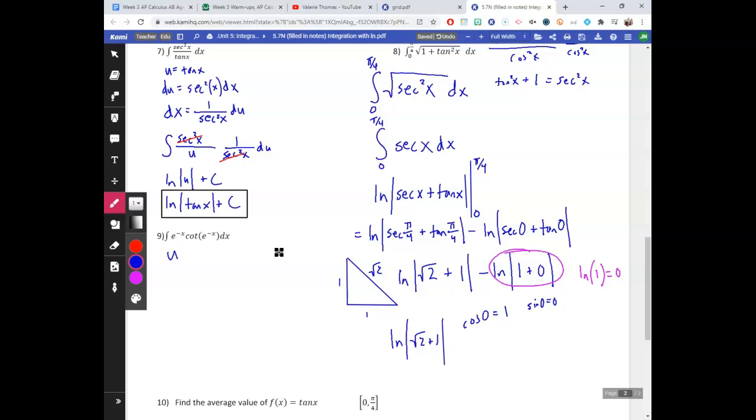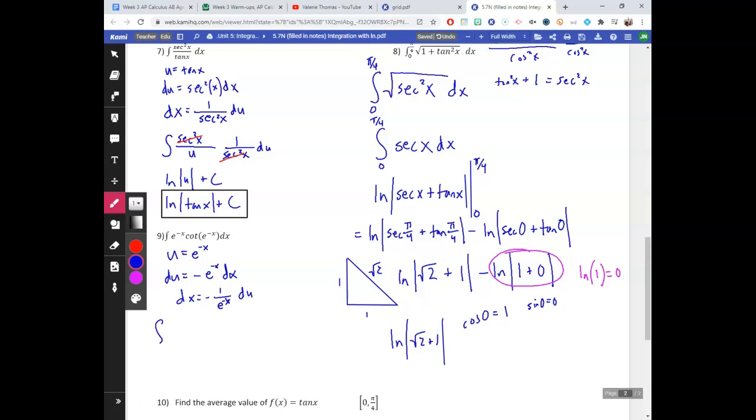I'll go and share. You would probably guess u should be e to the negative x, and you would be correct. Du is going to be negative e to the negative x dx. And so when we get this, we have dx is negative 1 over e to the negative x. I know 1 over e to the negative x is e to the positive x, but I'm leaving it like this just because it's going to divide out very quickly and nicely right there, right?